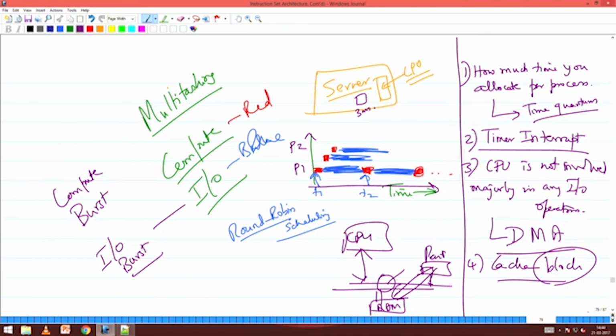And the last thing is that I need a block cache. If I do not have a block cache, the entire thing would be a failure. With these 4 points, we can install round robin. So installing round robin scheduling in an environment involves these types of discussion. Okay. Right. Can two IO bursts happen at the same time?